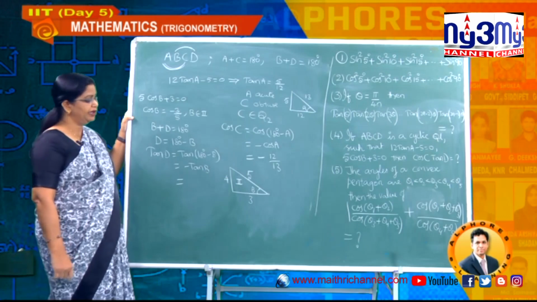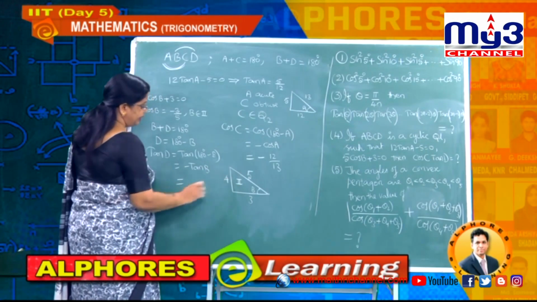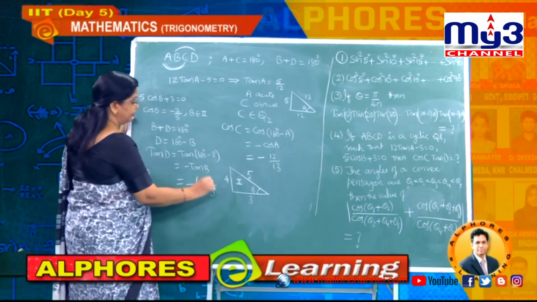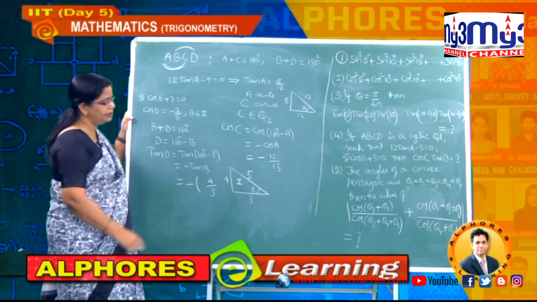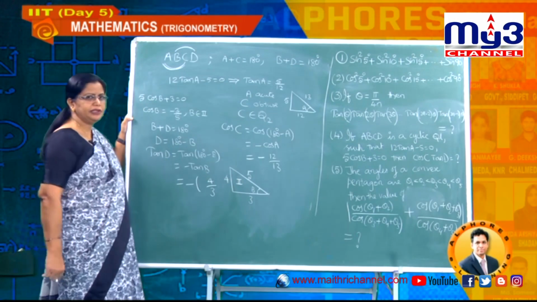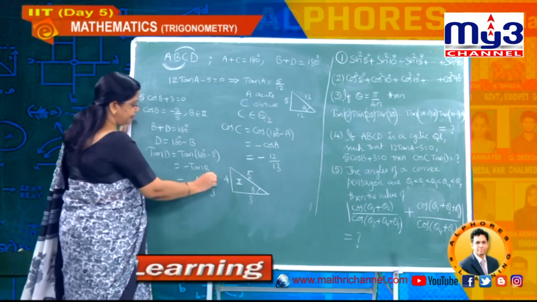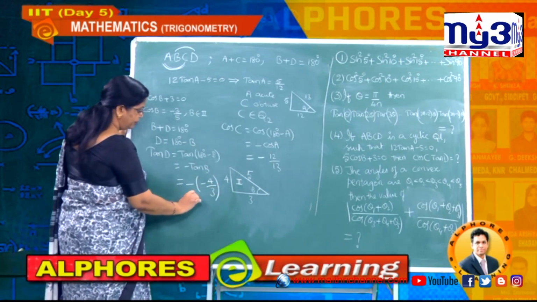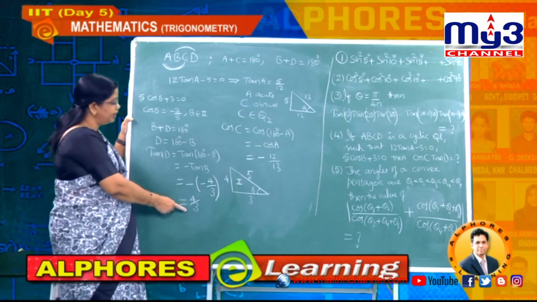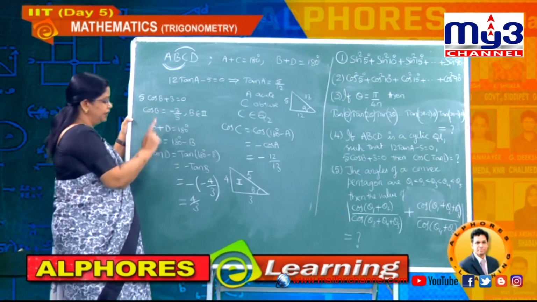Okay. And now tan B, what is tan B? Opposite by adjacent. So minus, it is 4 divided by 3. But where is this B angle? Second quadrant. In second quadrant, tan values are negative. So extra what you have to take? Minus. Finally, how much did you get the value? 4 by 3.